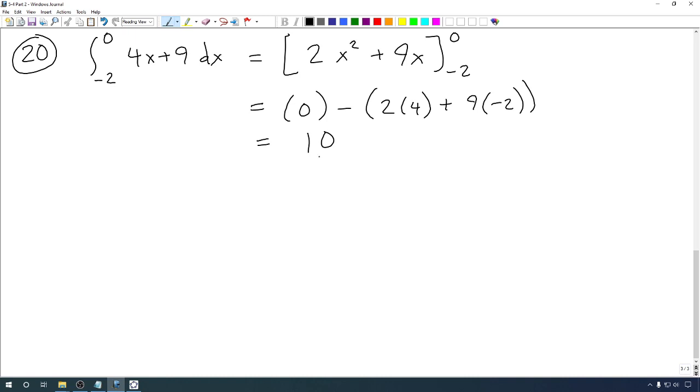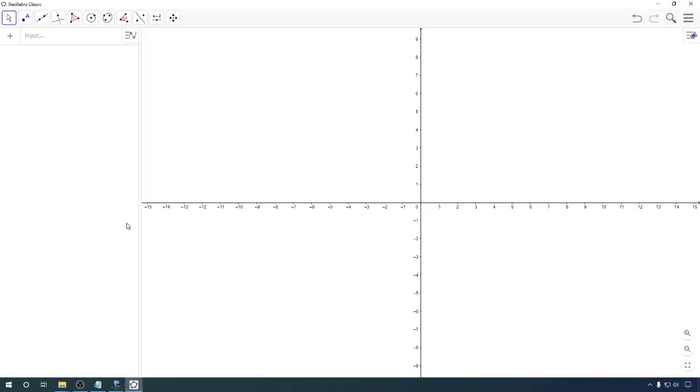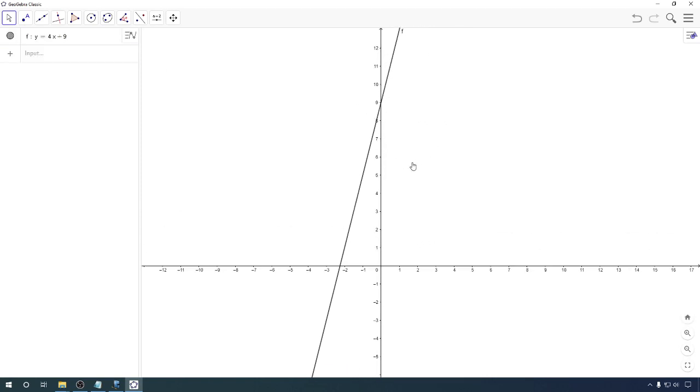This actually can be interpreted as an area. If we graph the line 4x plus 9, we have this line here. We're going between x equals negative 2 and x equals 0. So we're looking at what's underneath this line between these two lines. This is actually what we call a trapezoid, if you want to be more geometrical about it. It's a four-sided region that has two parallel lines and then two not so parallel lines. It's not a parallelogram.